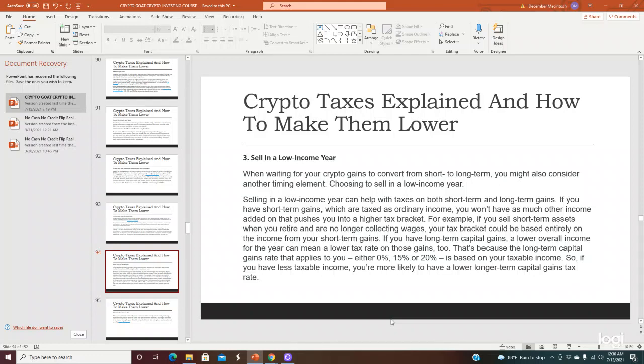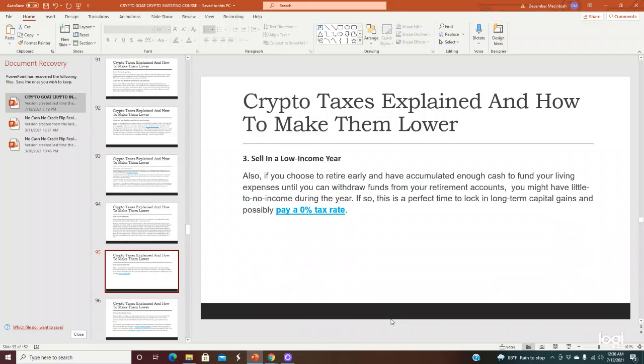If you have long-term capital gains, a lower overall income for the year can mean a lower tax rate on those gains too. That's because the long-term capital gains rate that applies to you, either 0%, 15%, or 20%, is based on your taxable income. So if you have less taxable income, you're more likely to have a lower long-term capital gain tax rate. So if you need to, just pause this. You could read over some of this as well.